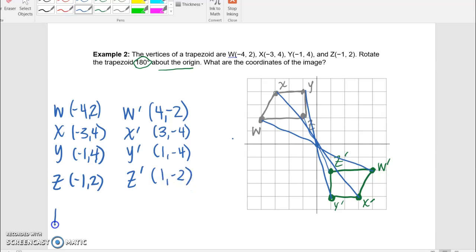So see if you can write the rule for this. And I'm going to give you how we start the rules. So we're going to start with a given point, xy. What do we do to get our new point? See if you can write that rule yourself.